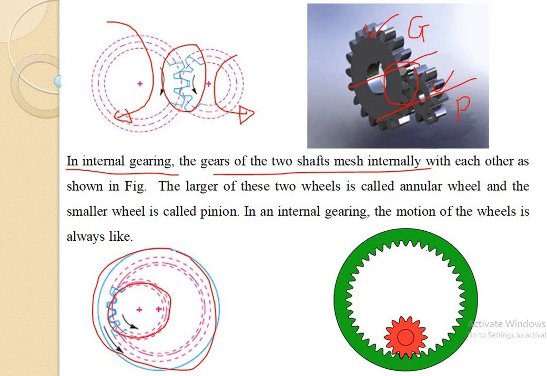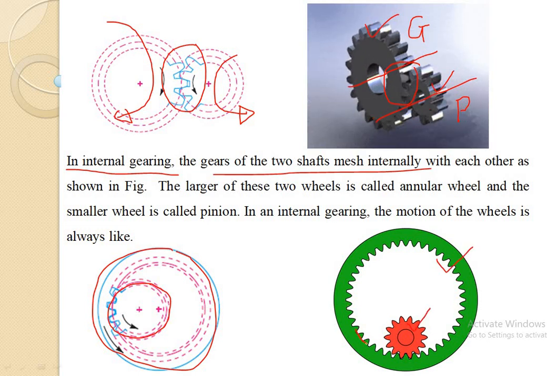Look at this. This is the outer gear and this is the inner gear. The teeth of this outer gear are engaging with the smaller gear internally. That's why these are known as internal gears. The larger of these two wheels is called the annular wheel, and the smaller wheel is called the pinion.